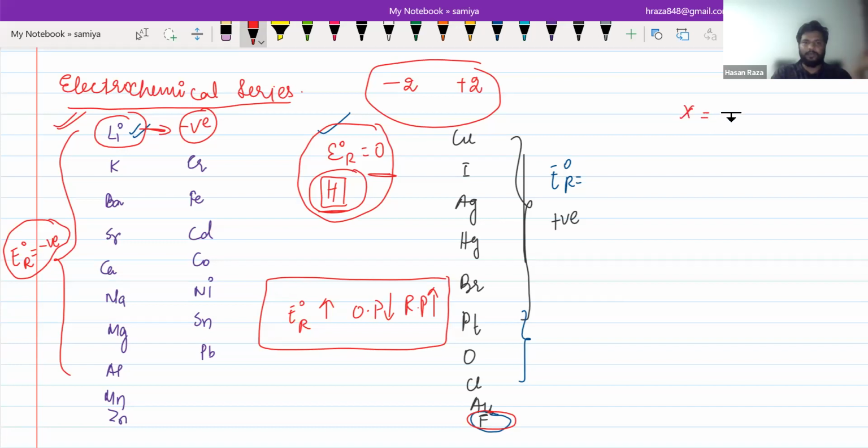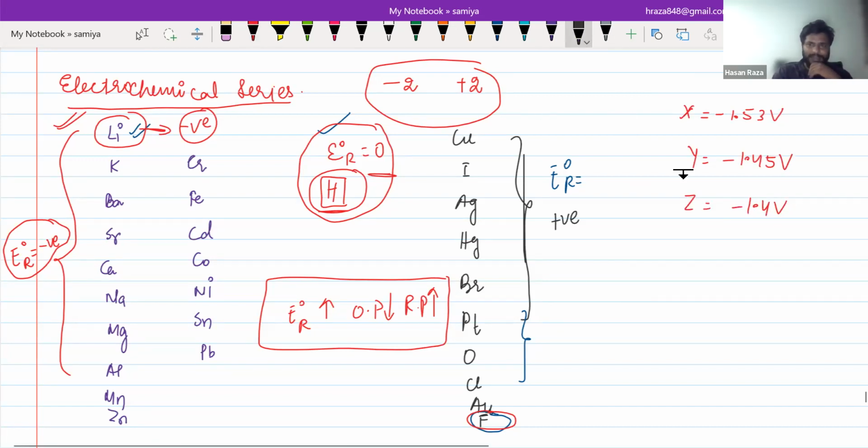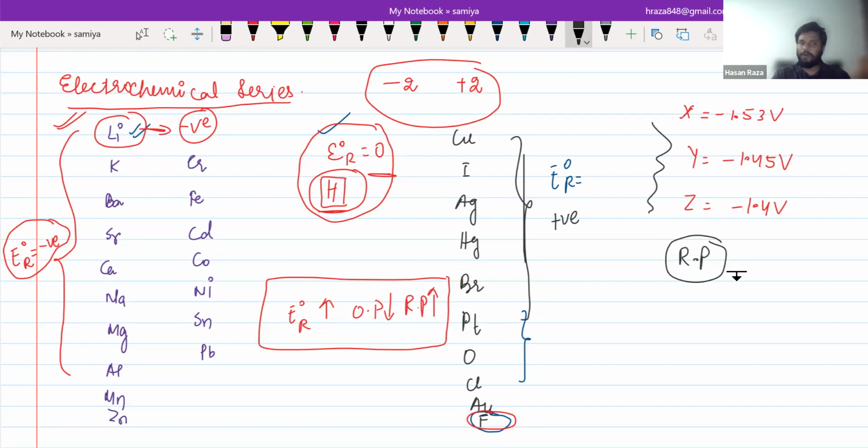There is an element X which has a value of 1.35 volt, Y which has a value of 1.45 volt, Z which has a value of 1.4 volt. Now I want you to arrange these in increasing order of reducing power. Whether increasing or decreasing order, just let me know which one has the strongest reducing power and which one has the weakest reducing power.